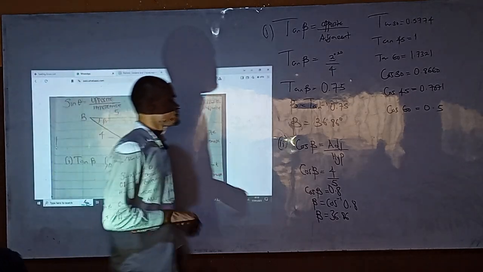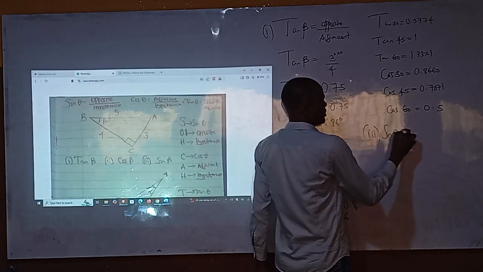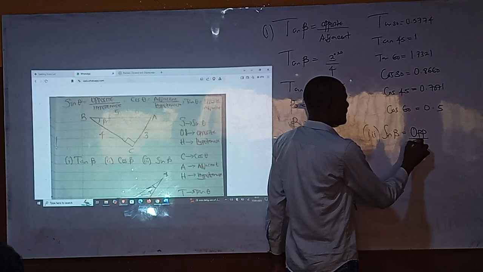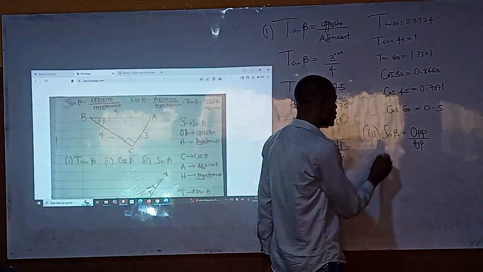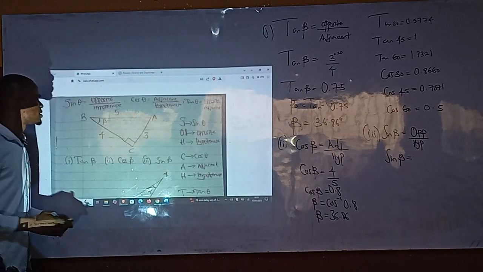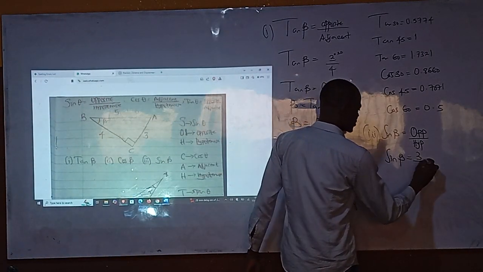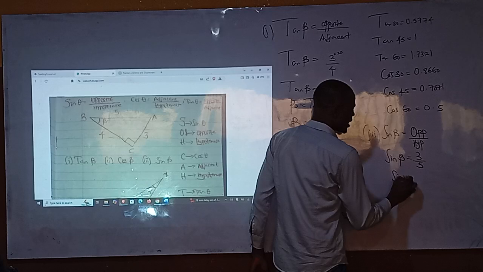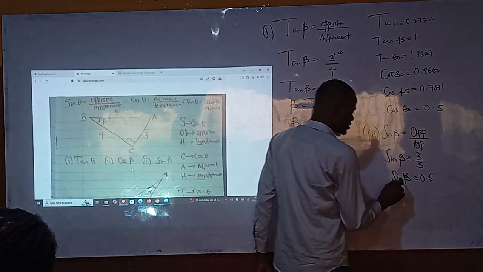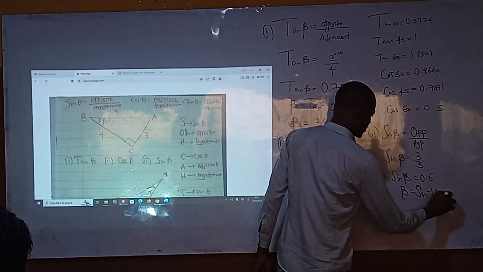What of sine beta? I have one formula for sine: opposite over hypotenuse. So for sine beta, where is the opposite? 3. Where is the hypotenuse? 5. So sine beta equals 3 over 5, which is 0.6 only. Take sine to the other side: beta equals sine inverse of 0.6.